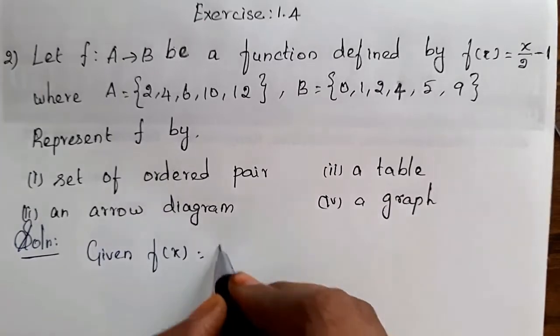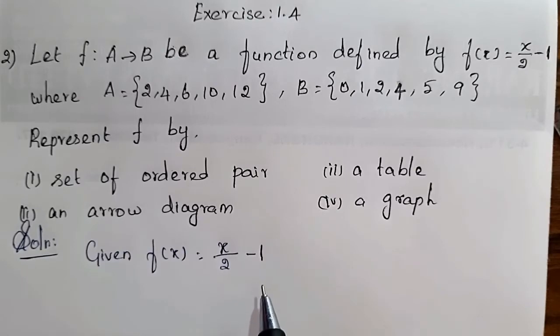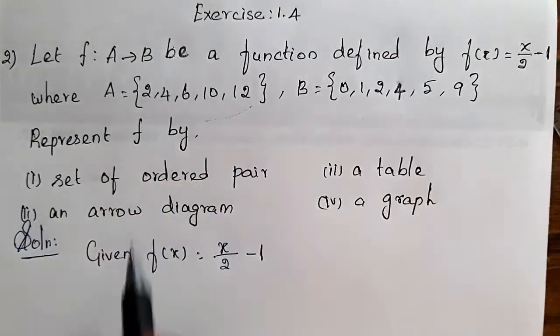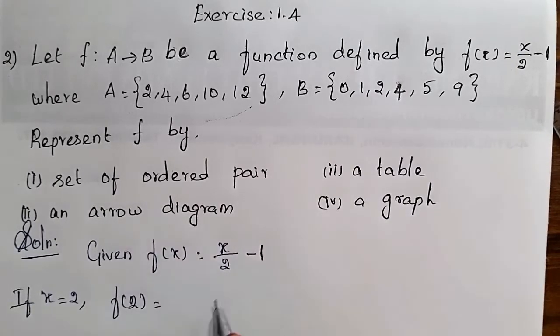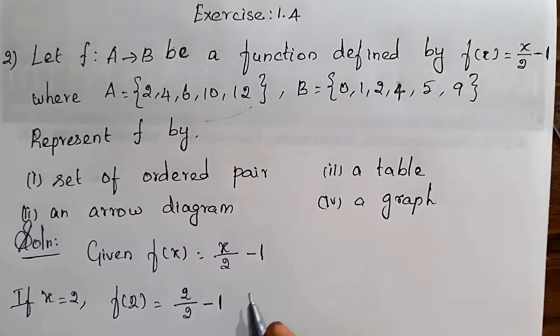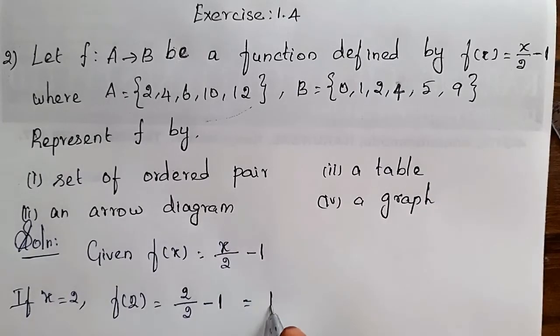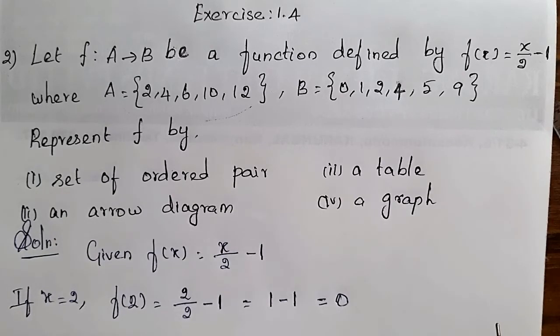f of x equal to x by 2 minus 1. So using this form we can find the f of x values. First we apply the domain values. So if x equal to 2, then f of 2 equal to, apply the 2 value here, 2 by 2 minus 1. What is 2 by 2? Just cancel it. You will get 1 minus 1 equal to 0. Am I right? Because when you cancel it, 1, 2 is 2, 1, 2 is 2. Anyway, 1 you will get.